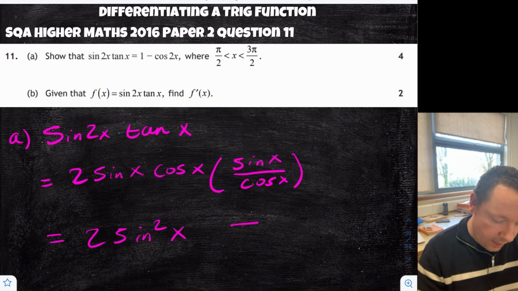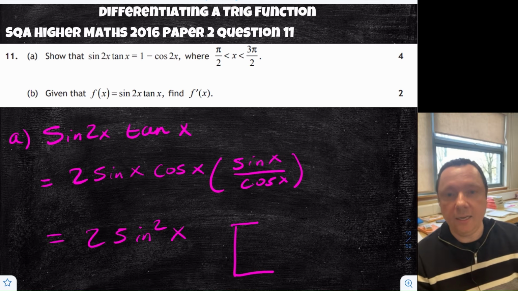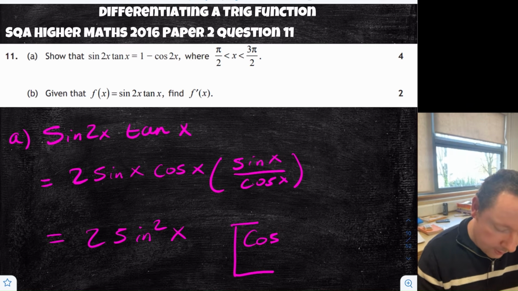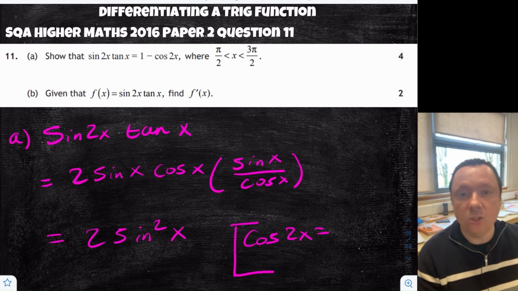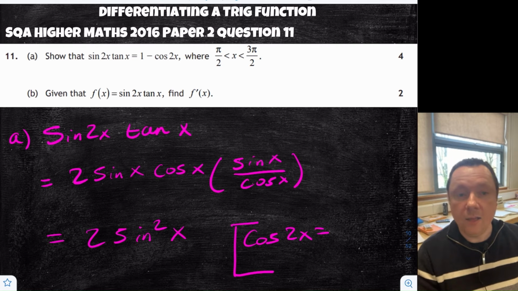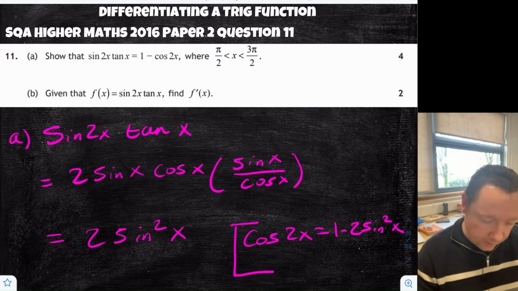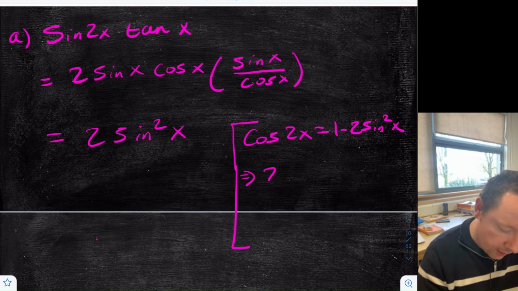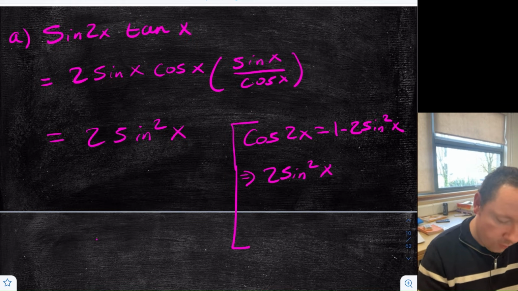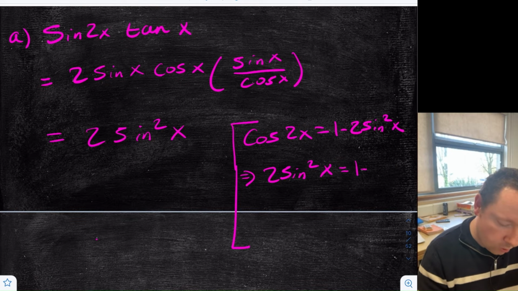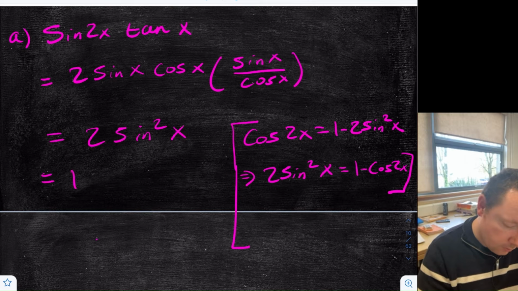So then as an aside, remember we've got a cos 2x on the right hand side. Well, cos 2x, using the expansion with sin squared x in it, is 1 minus 2 sin squared x. So we can rearrange that to get what sin squared x is. That means that 2 sin squared x, moving over to the right, equals 1 minus cos 2x. As required.